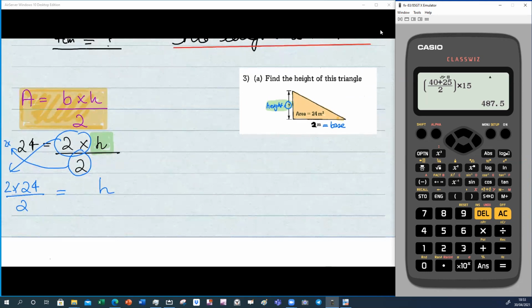So what's that going to give us? What's the height going to be? 12. Are you sure? 24. 24.